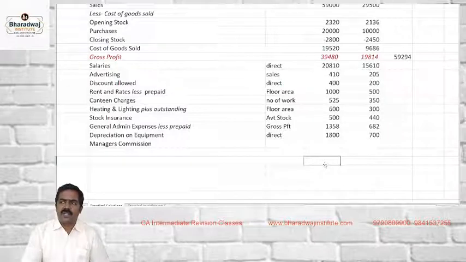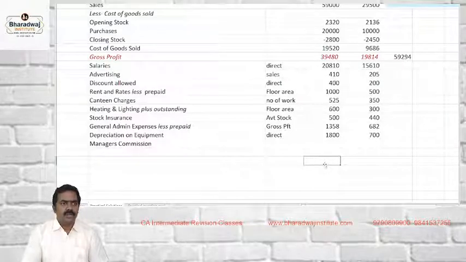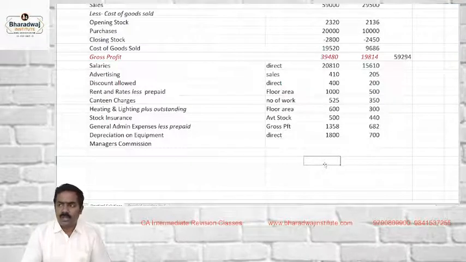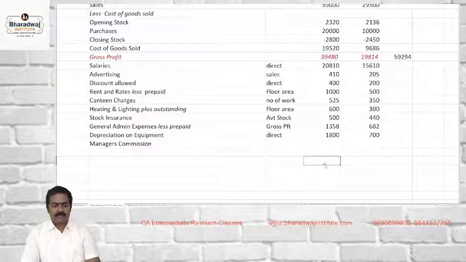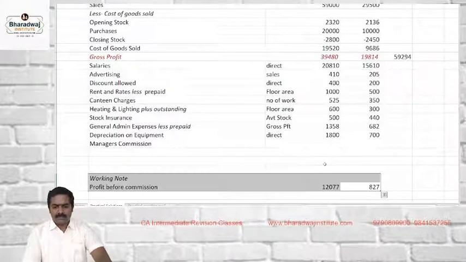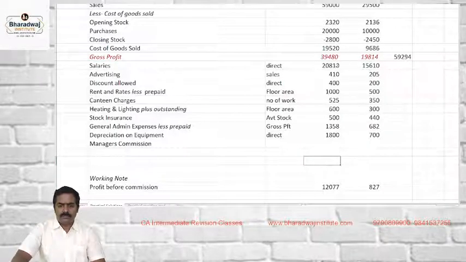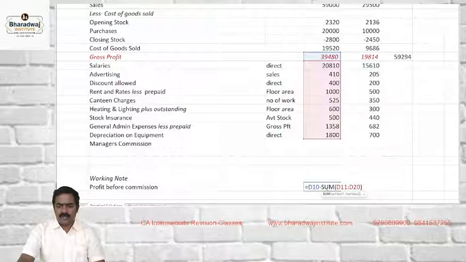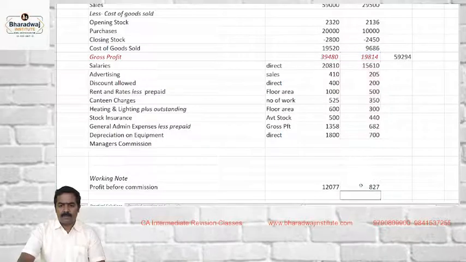Is it given after charging such commission? Something like that? No, no such words are used. So you can directly apply 5%. First work out the commission before all these things. 39,480 minus all the expenses.